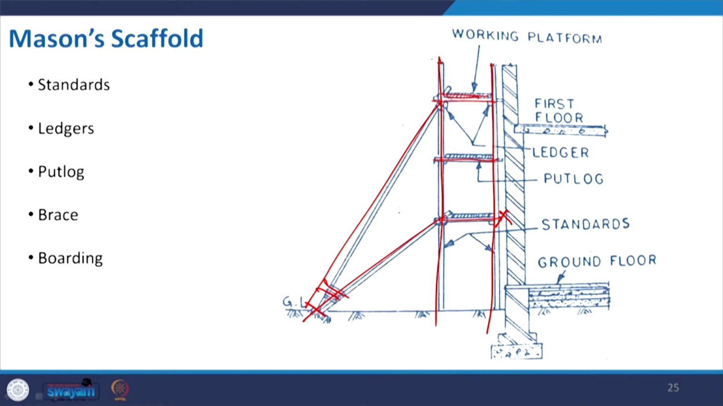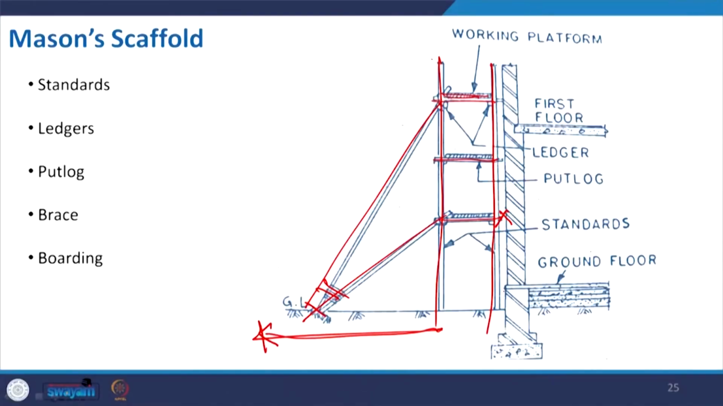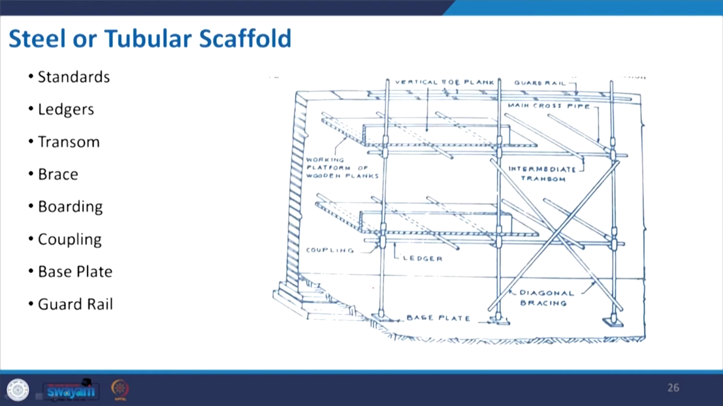It is only possible when you have sufficient space available from the building. Suppose it is just next to some important road, where people are moving or something like that, we cannot really use this kind of rackers. So then we have to move for something else. In this case it is the steel and tubular scaffold.